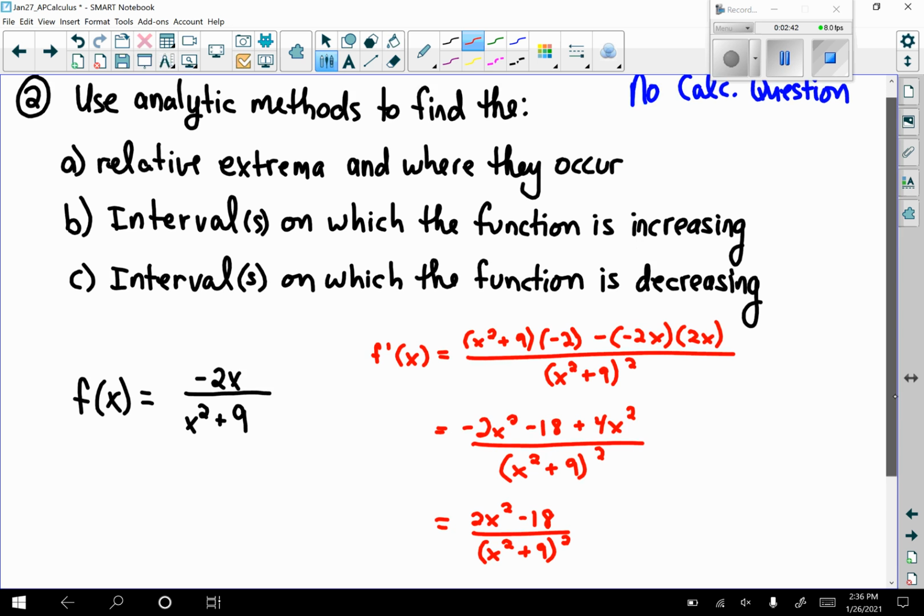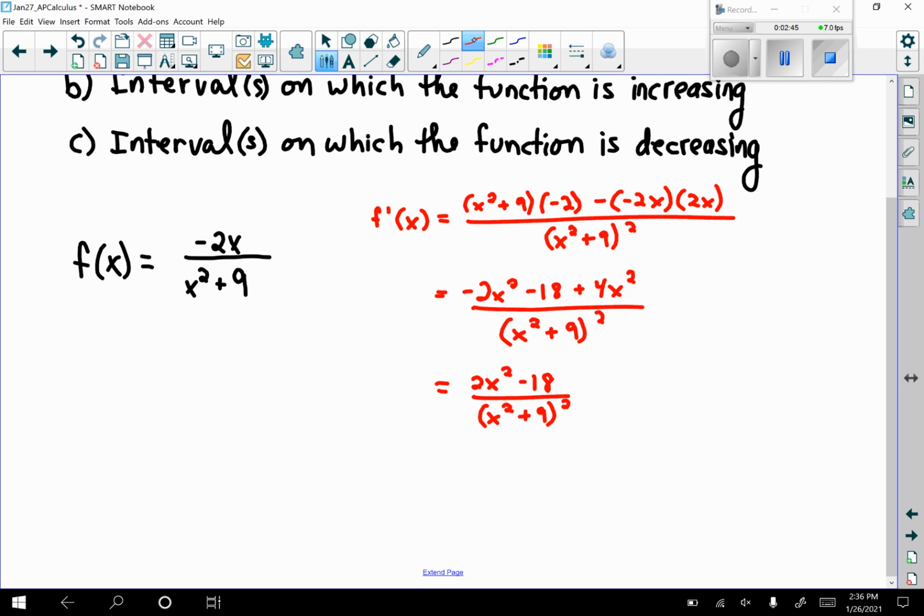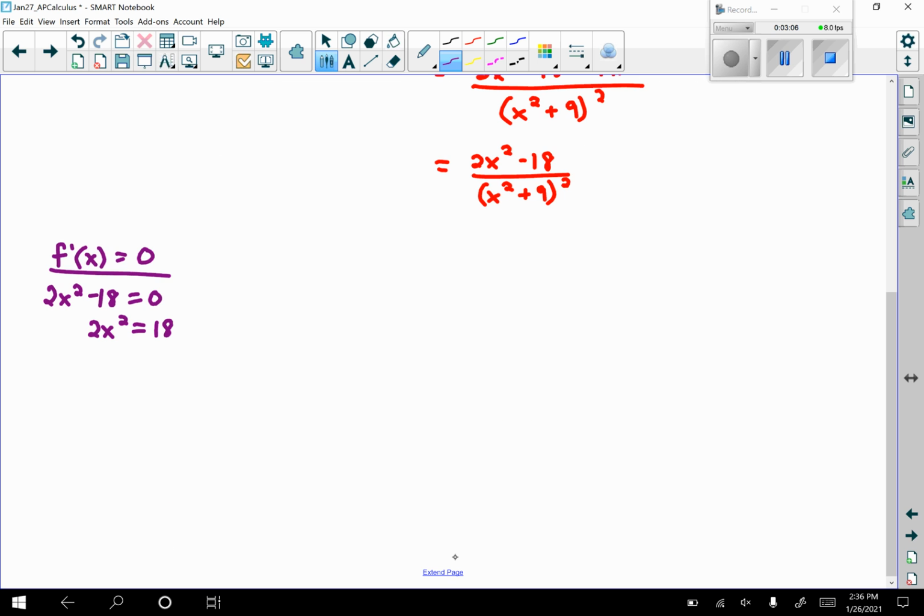All right, so now we'll ask ourselves 2 questions. Where is this derivative 0? So we'll say f prime of x is going to equal 0 when the numerator equals 0. So when 2x squared minus 18 equals 0, should be an 18. I was already dividing. So now x squared is going to equal 9. So x is going to equal plus or minus 3.